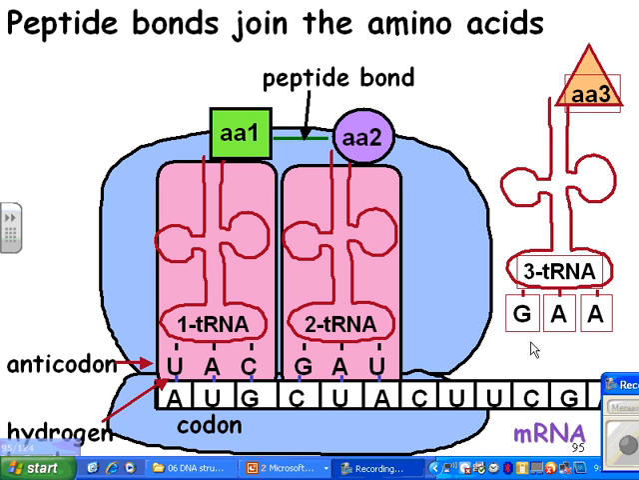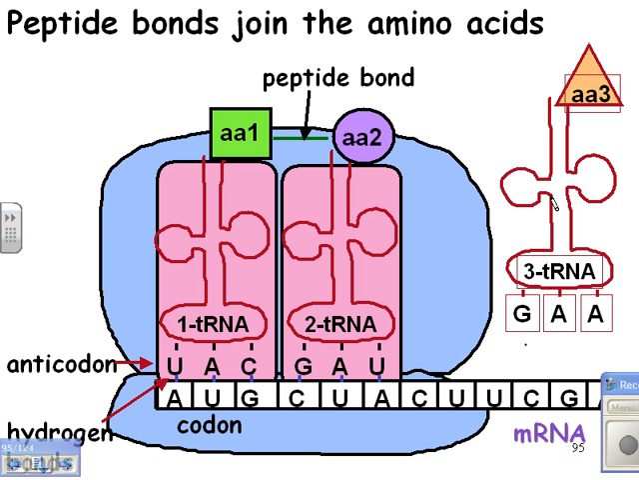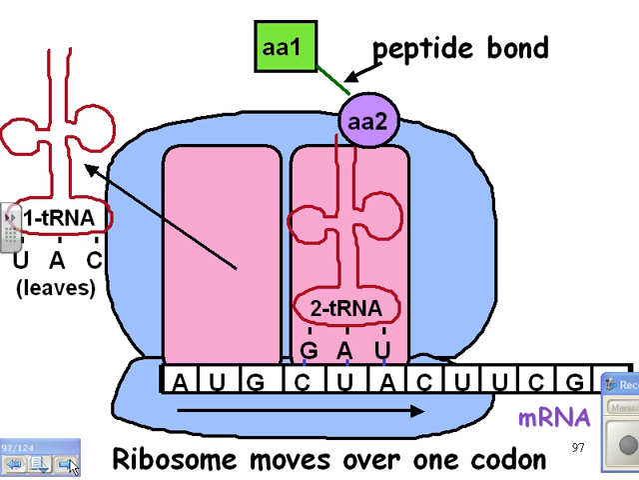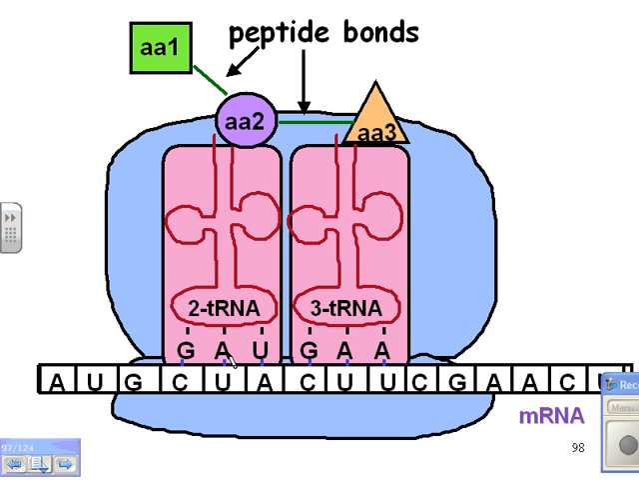Then you see another transfer RNA molecule come along, but the ribosome has to move that way. Or you can think of the ribosome staying put and the messenger RNA moving along that way. So let's see how that works. So step 2 is elongation. As the ribosome moves, new tRNA with their amino acids continue to fill the A and P sites of the ribosome. So this one goes away, but look, the amino acid stays put with the other amino acid that it's bonded to. And so this one moves over.